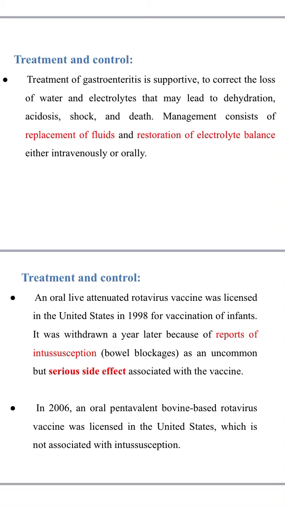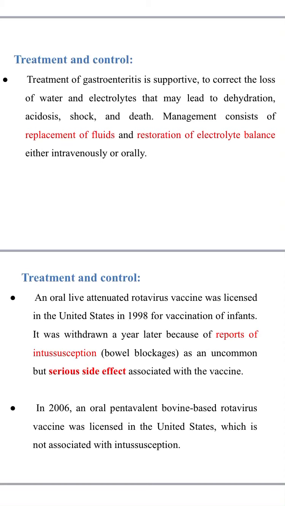Treatment and control. Treatment of gastroenteritis is supportive. It is used to correct the loss of water and electrolytes that may lead to dehydration, acidosis, shock, and death. Management consists of replacement of fluids and restoration of electrolyte balance, either intravenously or orally.